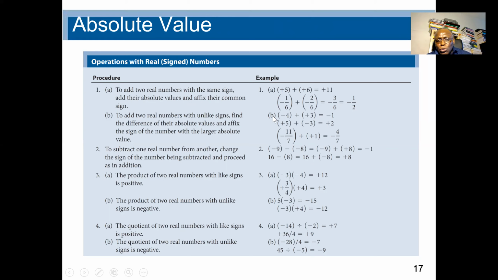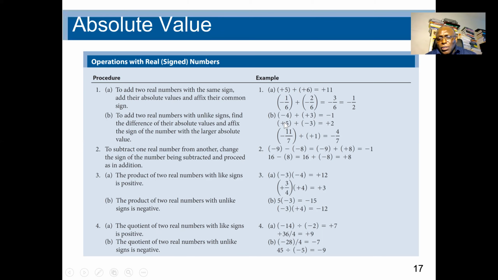Now adding two real numbers, but with different signs. So here we have -4 plus 3. Which value is bigger? 4. What sign is 4? Negative. So our answer should be negative. And since it's two values, but they have a different sign, we have to subtract. So 4 minus 3 is 1. But since 4 is bigger than 3, we keep the negative sign.